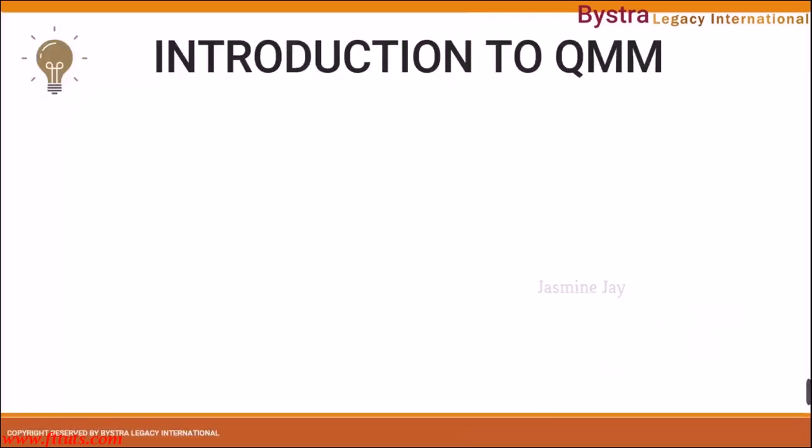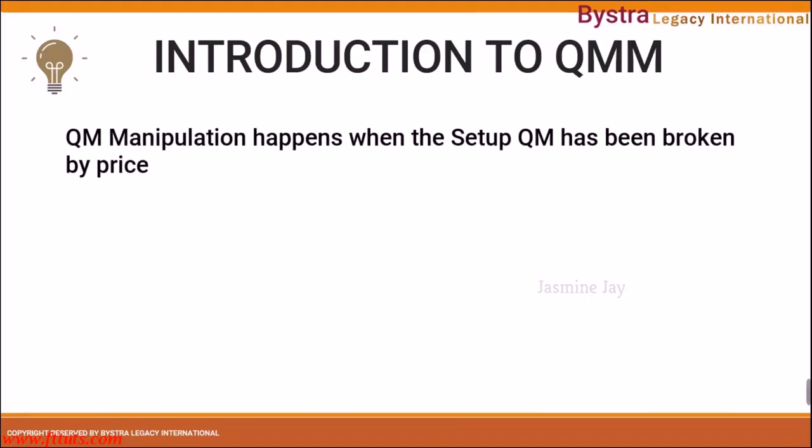So let's look at the introduction to the QM manipulation. QM manipulation happens when the setup QM has been broken by price. Alright, so what it says here, let me draw you a structure. For example, we want to have a QM for sell, right?